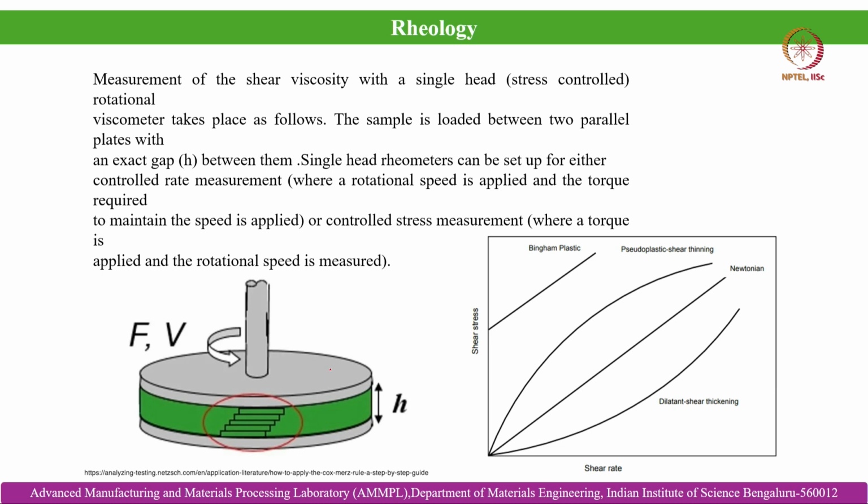So this is, say, plate 1 and this is plate 2, and this is the gap between them. Single head rheometers can be set up for either controlled rate measurement, where a rotational speed is applied and the torque required to maintain the speed is measured, or controlled stress measurement, where a torque is applied and the rotational speed is measured.